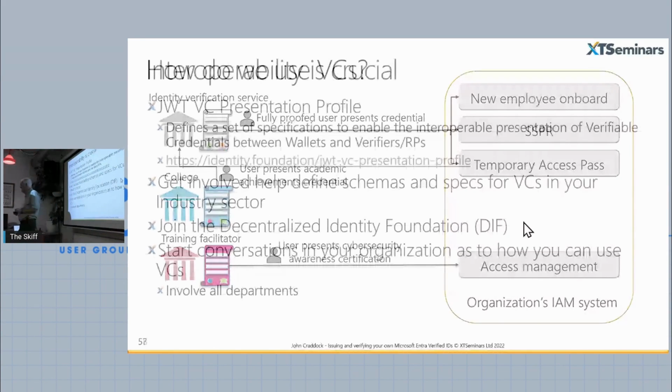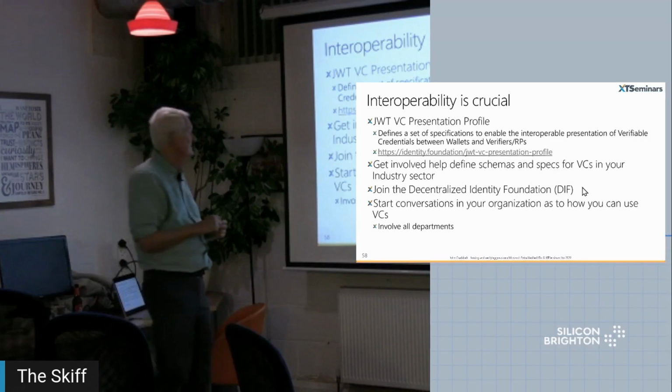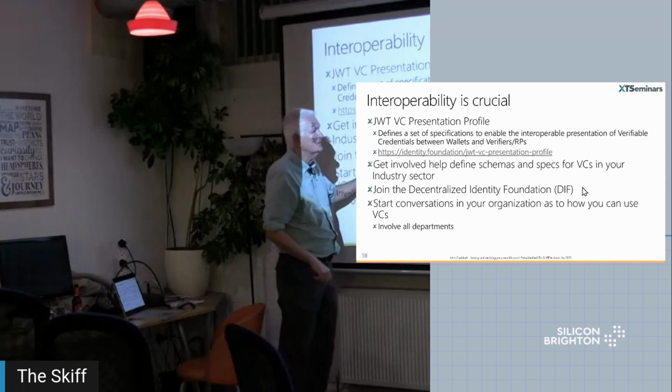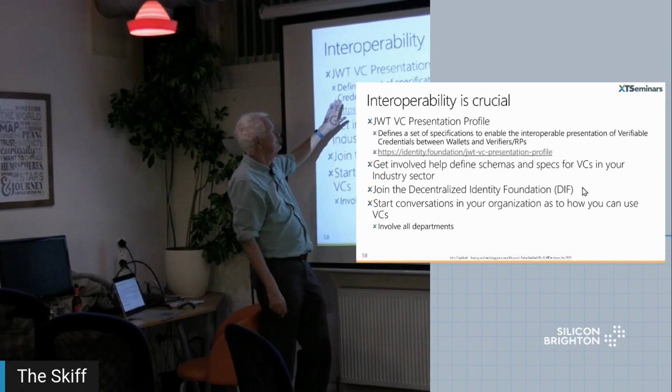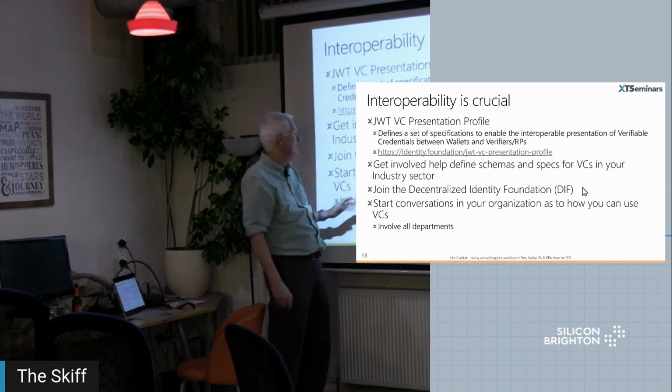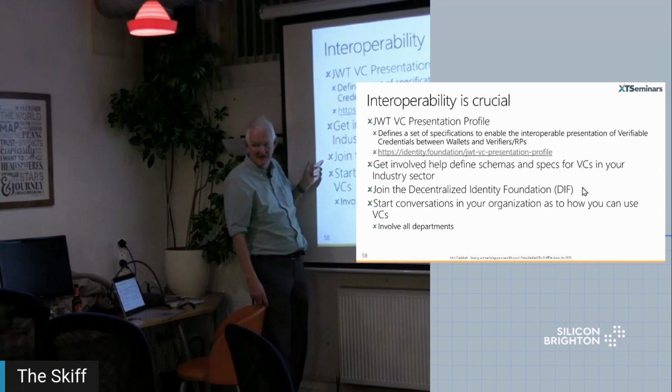Interoperability is really, really crucial. If you're really interested in this, I suggest you join the Decentralized Identity Foundation. You can pay money and have your logo, or you can just join and join working groups and provide feedback. They've done some amazingly good work, and I've also put some other links in, such as the VC presentation profile, but this is a really excellent place to start.